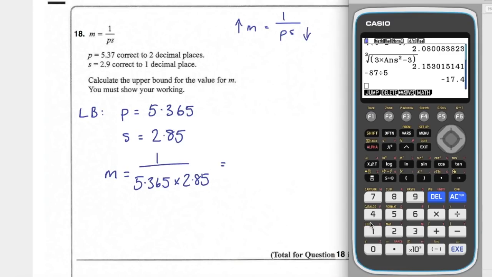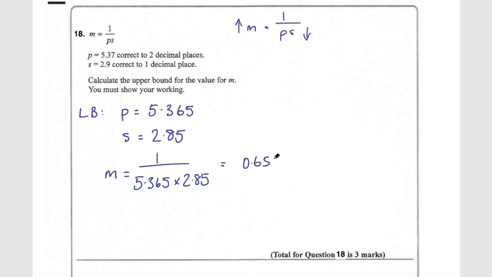So we do 1 divided by bracket 5.365 times 2.85 bracket equals 0.0654, and they haven't given us a degree of accuracy, which is strange, so I'm going to write out the whole thing and leave that as my answer. So 0.06540115433, and that's my final answer, because they haven't told us to round it off to anything.